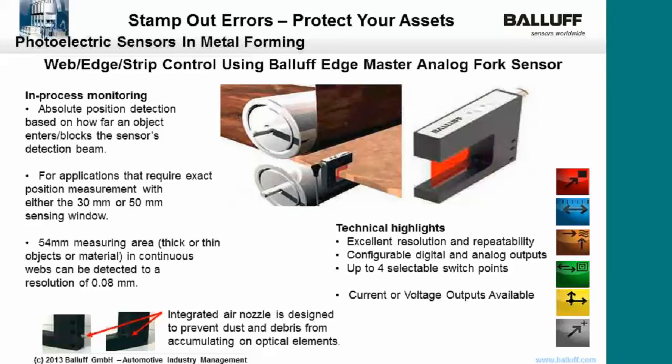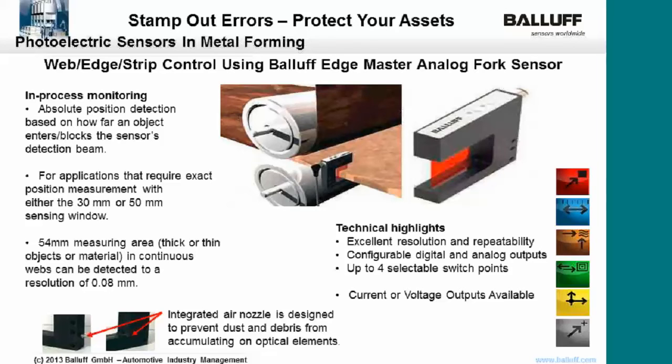Here's another sensor that is used for web or edge or strip control using the Balluff BGL analog fork sensor. So what this sensor would do is, if you can see it, it looks like a C-clamp. It's positioned with the strip inside it. It will actually tell you the position of the strip relative to the sensor, and you can measure a resolution of 0.08 millimeters.